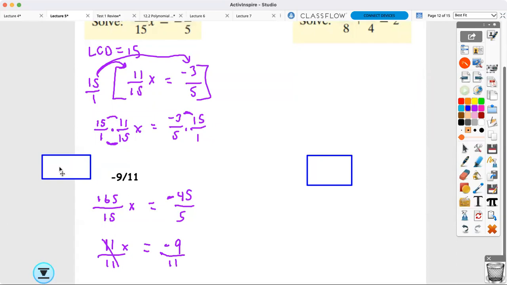-9/11. That's correct. I just got confused because I got down to the 165/15. Okay, so this part right here, right? I just forgot that divide right there. Yeah, you're good. So now we know.